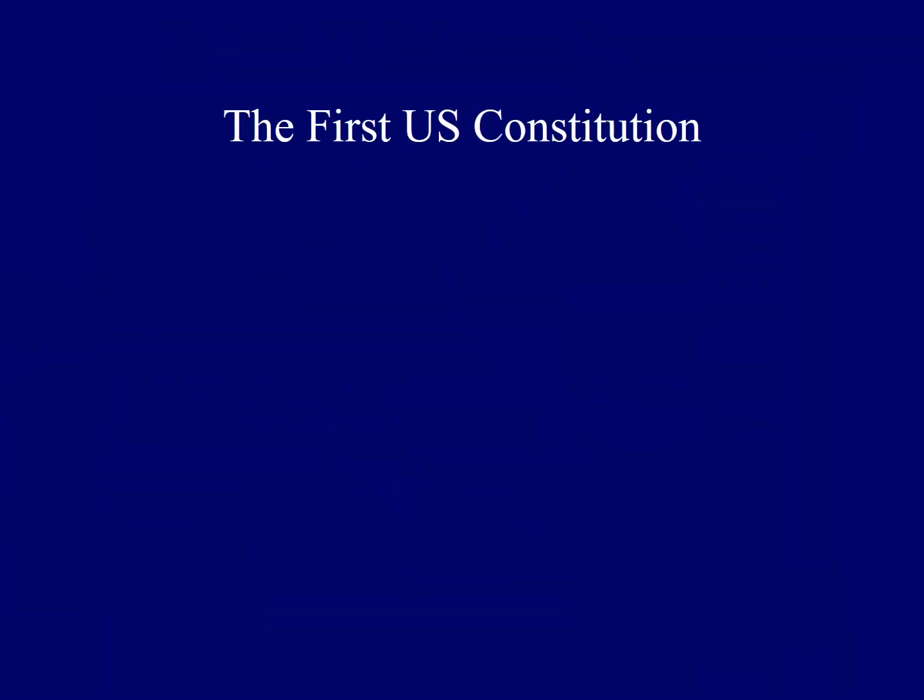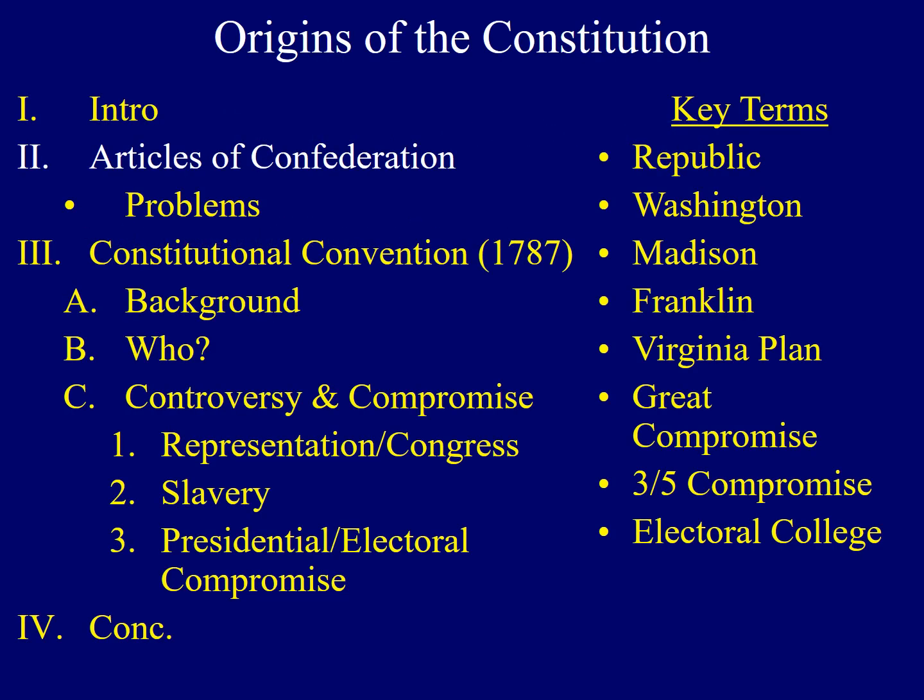In order to provide enough unity for those 13 colonies that were fighting to become states, they got together and developed the first Constitution of the United States. The name of that Constitution was the Articles of Confederation. We'll explore some of the problems associated with the Articles next.